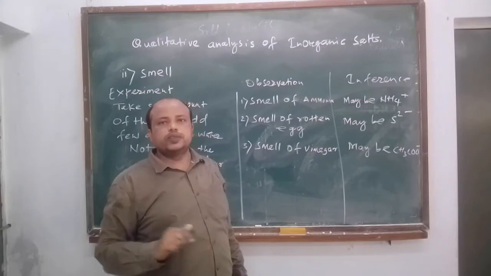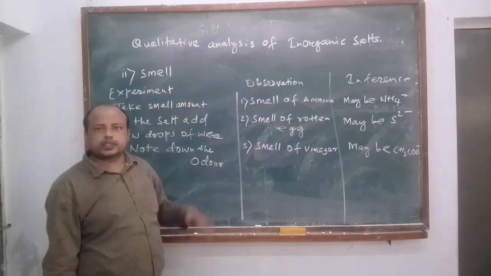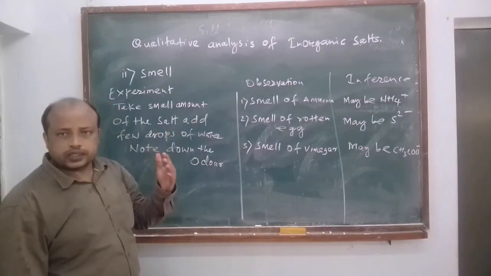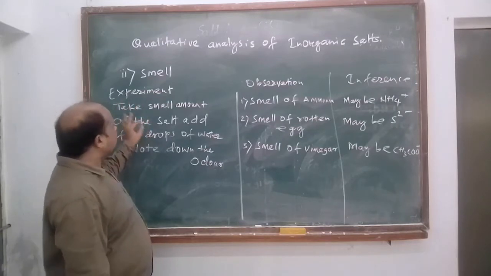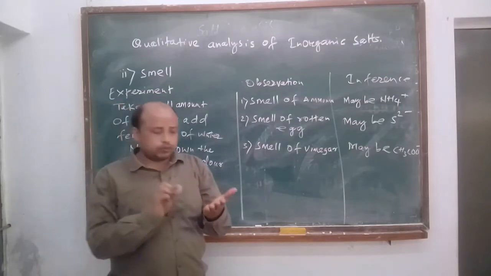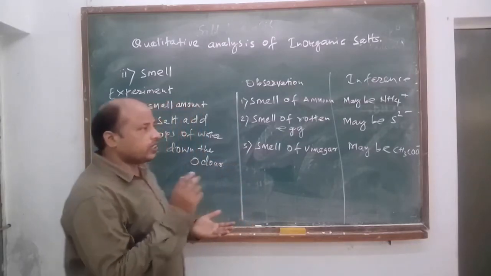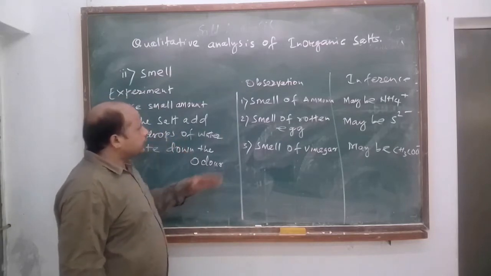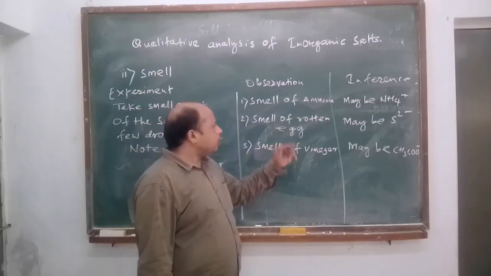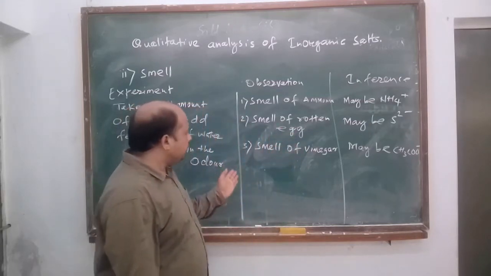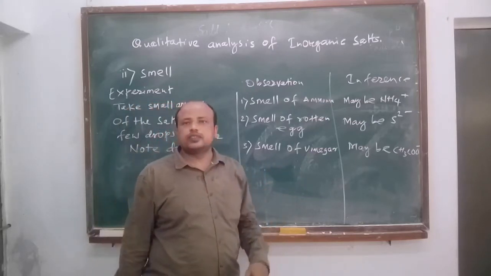Now student, in continuation with that, we can perform another physical test by getting the smell. If we take a small amount of salt, put it on a watch glass, rub it and smell it: if it smells like ammonia, it may be ammonium salt. If it has a smell of rotten egg, it may be sulfide salt. If the smell is like that of vinegar, it may be acetate salt.